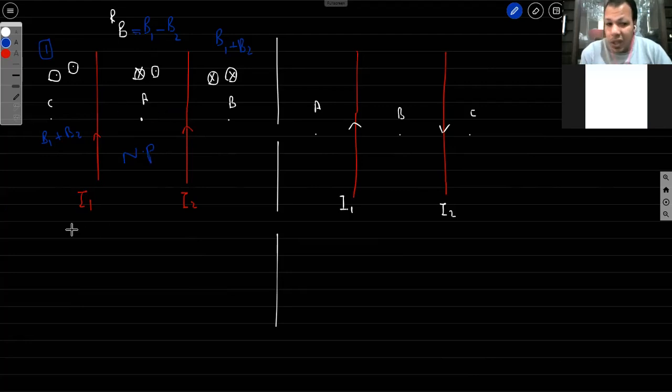So for B1 here, it will be equal to mu I1 over 2 pi d. And here the same, B2 will equal mu I2 over 2 pi d. If we have the same current, I1 is equal to I2, we can say that the total here is zero.